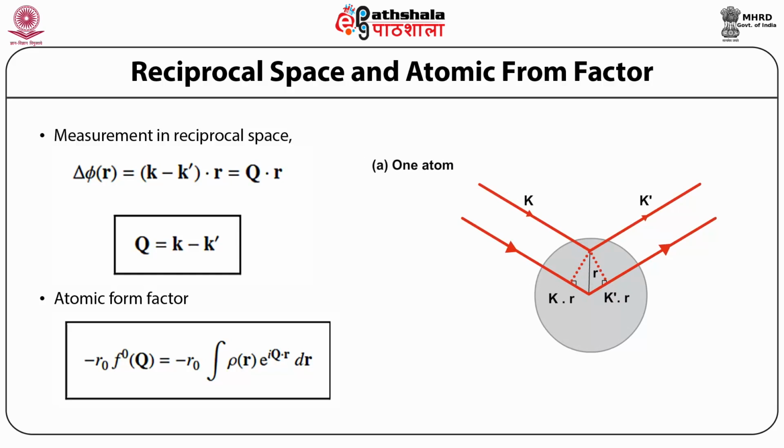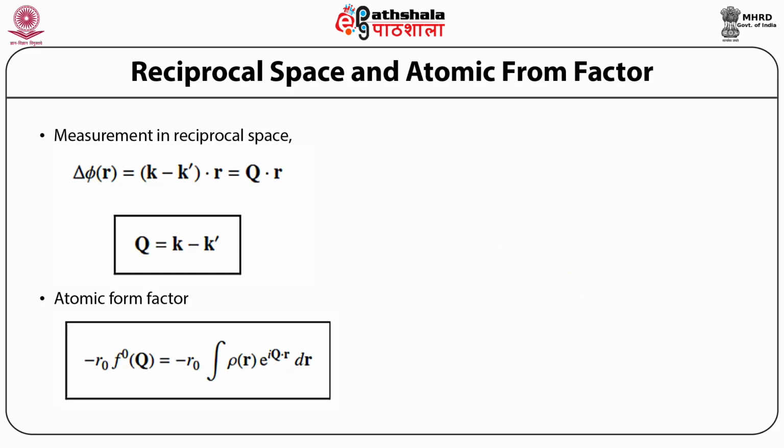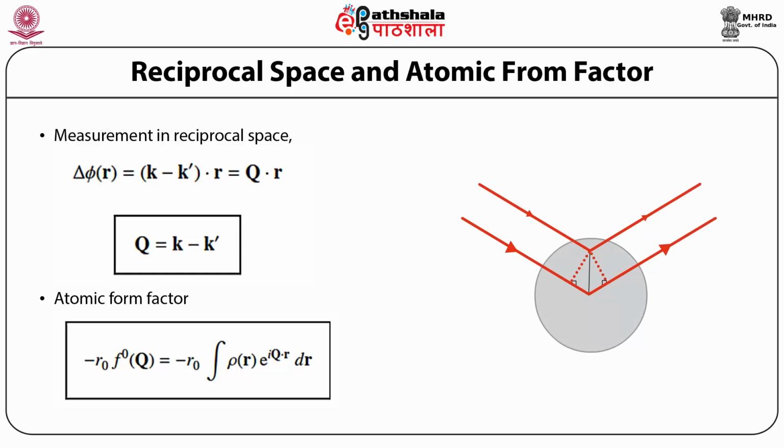Suppose you are using sodium, then it will have one form factor, and if you are using copper, it will have another form factor, because the distribution of electrons around the atom changes. So that changes the strength of scattering. So first we have to understand the scattering power of an atom. You can say that the atomic form factor is a representation of the scattering power of an atom.